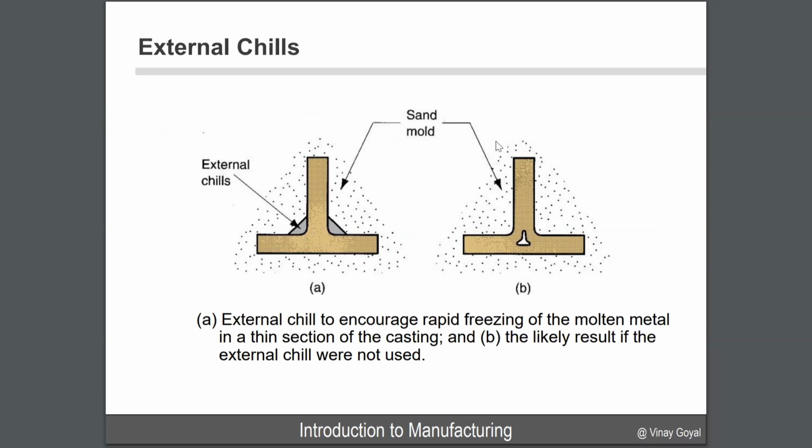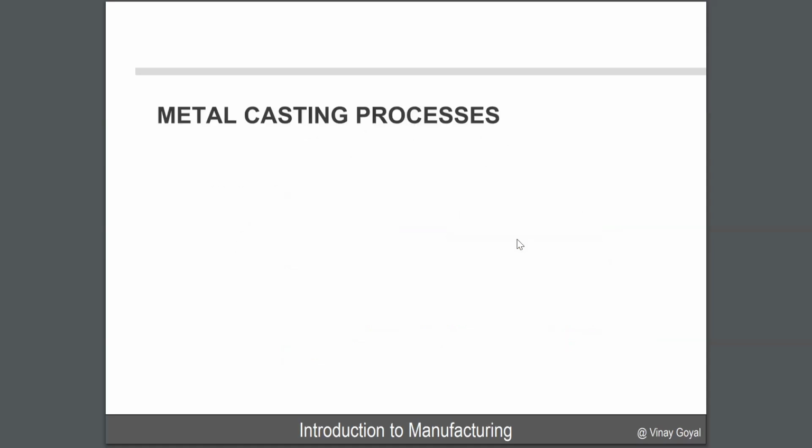And then here in B, what you see is a likely result if I didn't have external chills. So this external chill is really focusing on areas where I could have this issue, and that allows it so that you don't have these voids. So metal casting processes is what the next lecture is about.